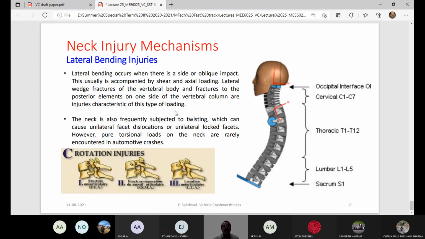You can just see that. So the vertebral column injuries are characterized by this type of loading. What is that particular type of loading? It is lateral bending loading. That means bending this way.